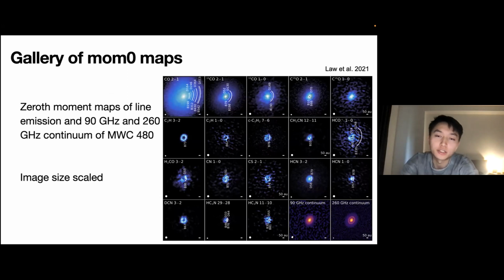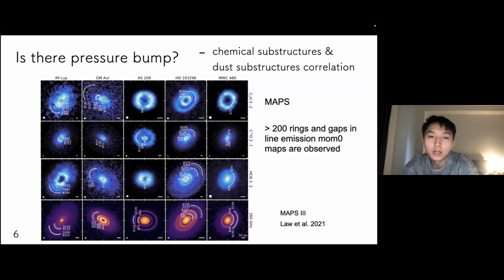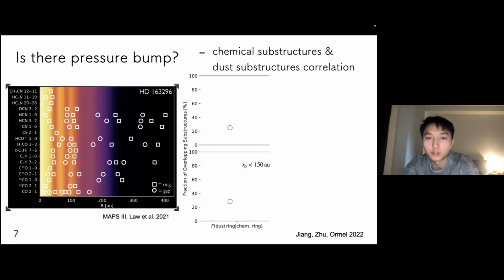But then we want to ask whether these molecular rings indeed coincide with the dust rings we mentioned before, as it should be a natural prediction if they are indeed formed by planets. The statistical test of this correlation is actually not so trivial. Basically, we put all of these line emissions on a radial profile, where the background is the continuum profile and each line shows you the line emission. Every cube here is a ring peak and every circle here is a gap bottom. By counting the overlapping fraction, you get a number directly from the observation.